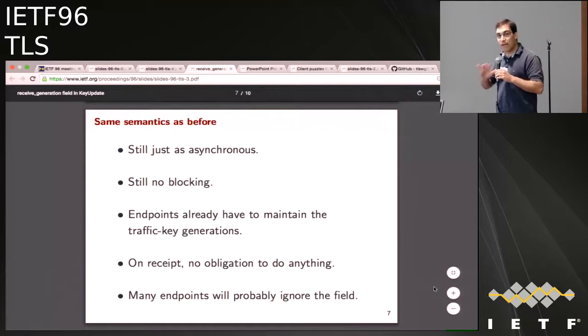Just to be clear, there's a lot we're not changing here. It's still just as asynchronous as before. There's no blocking. The endpoints already have to maintain these traffic key generations, so we're not asking anybody to keep track of anything. There's no obligation to do anything with this message on receipt. Many endpoints maybe don't care.